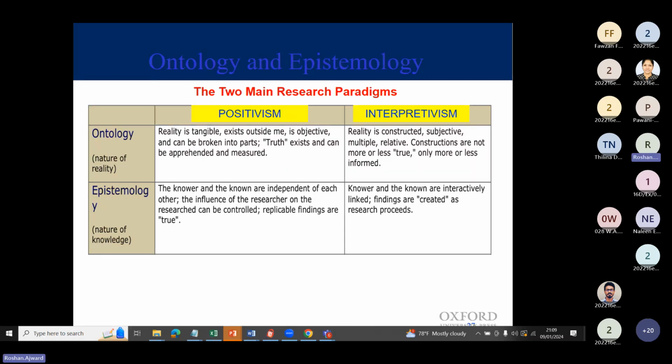What kind of tradition? Positivism? Of course. Because they believe in one objective reality, and the research and the researcher are two different things. They don't get involved.